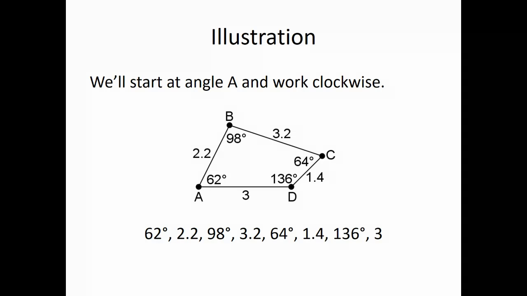And we've been given all the measures, both of angles and side lengths. And imagine that we pick a point, and a direction too, and as we go around, we list off all the measures that we find. So let us say that we start at vertex A, and then work our way around clockwise. If we do this, we'll have first a 62-degree measure, and then a side length of 2.2, and then a 98-degree measure, and so on.